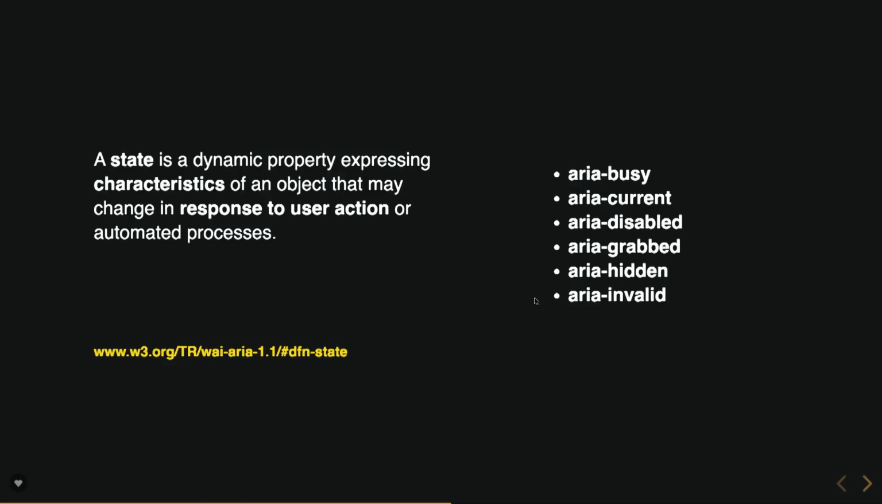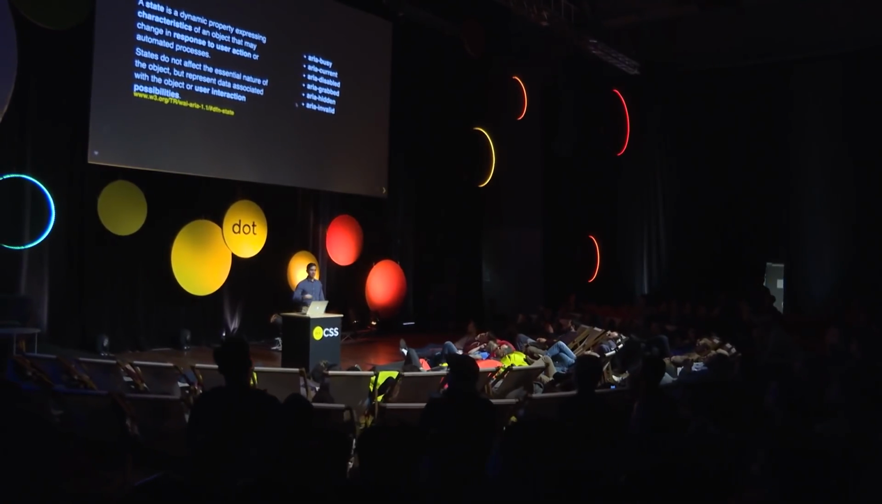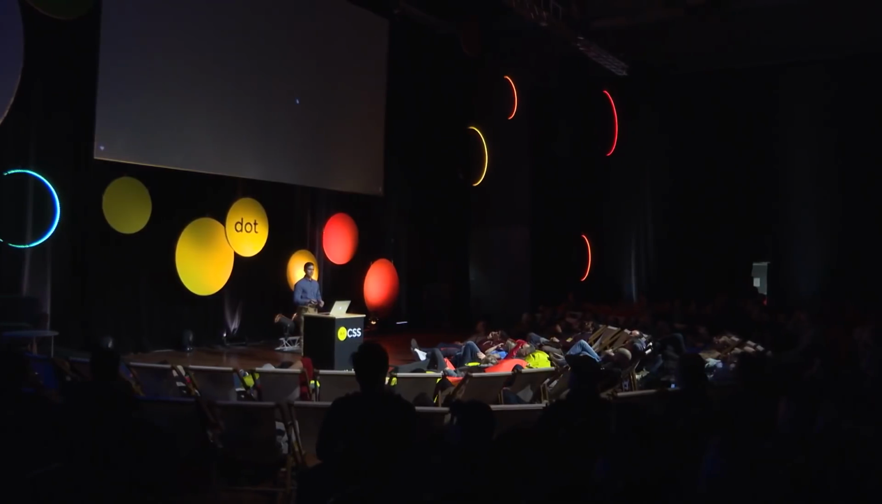ARIA, the W3C in ARIA defines a state as a dynamic property that expresses characteristics of these components. And it also shows you that when a component's in a certain state, it says nothing about the character of the component, but more about what can be done. For example, if a button is disabled, you can't click it. It won't do anything. And so we see this exhibited in different ways as well.